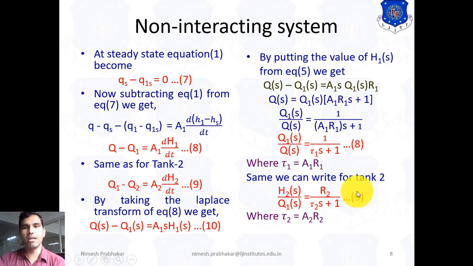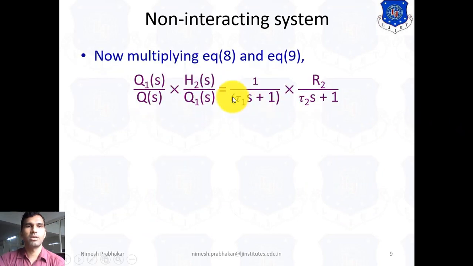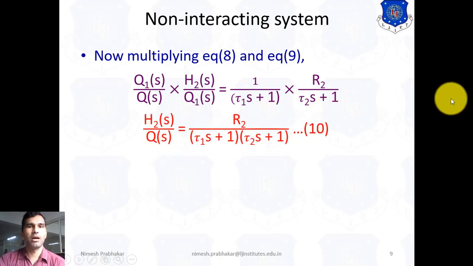Now by multiplying these two equations, equation number 8 and equation number 9, we get Q1s upon Qs times H2s upon Q1s, and this is the value of the first term and this is the value of the second term. So here this Q1s and this Q1s cancel. So finally we get H2s upon Qs.